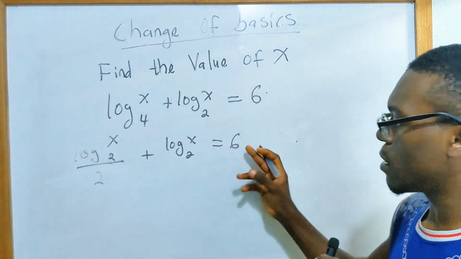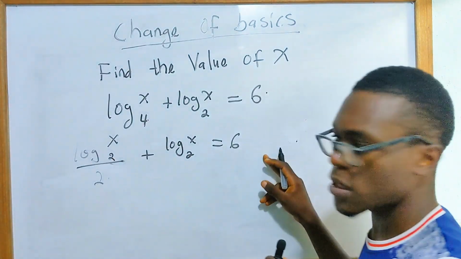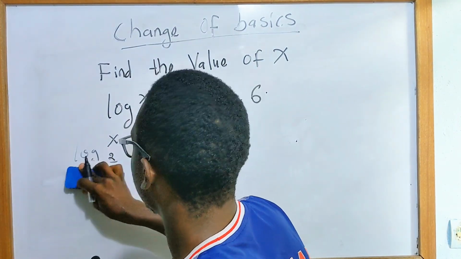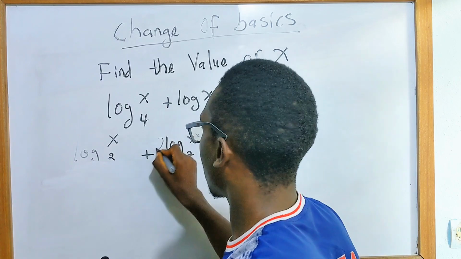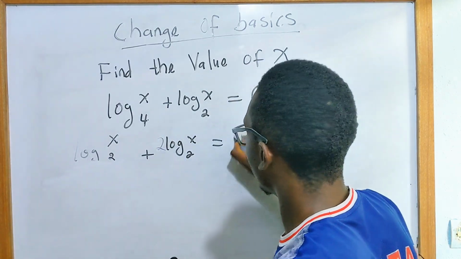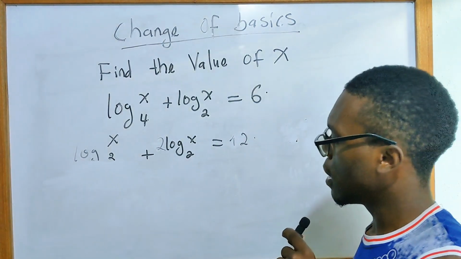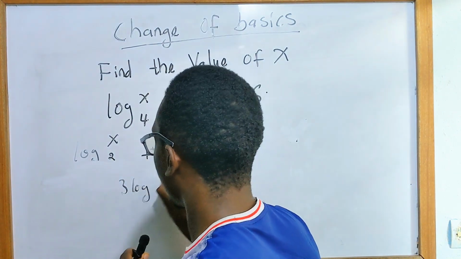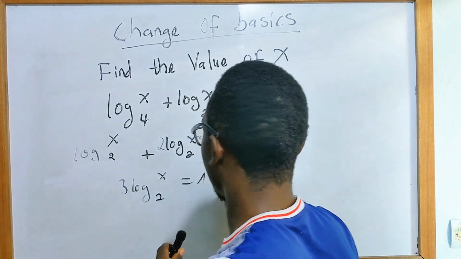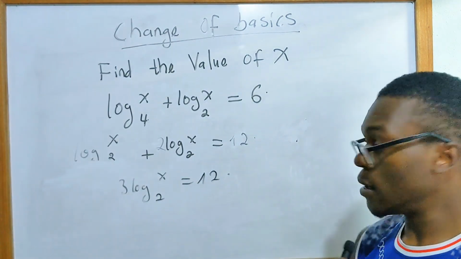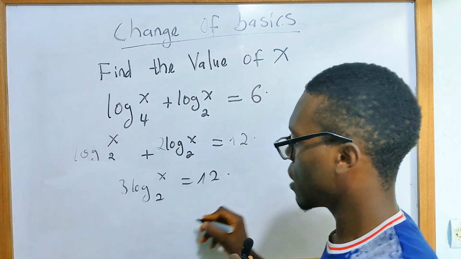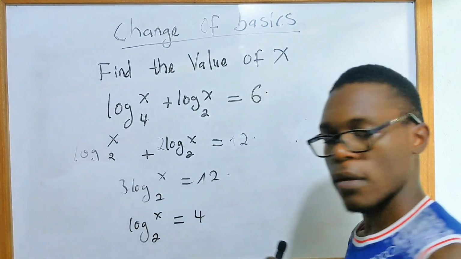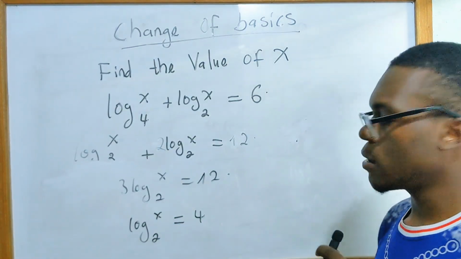At this point we can multiply everywhere by the denominator so as to remove it. Hence you are going to have log base 6, we multiply by 2, you have 2 here, and you have 12 here. We have log that plus that will be 3 log x base 2 equals 12. Hence at this point you can divide all through by 3 to have log of x base 2 equals 4. Are you seeing it? That is already coming out well.